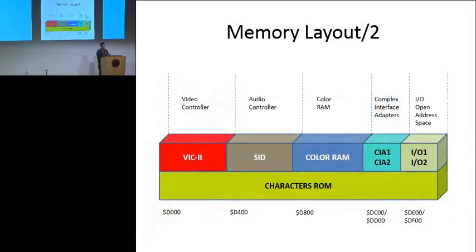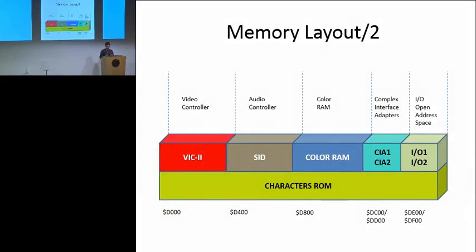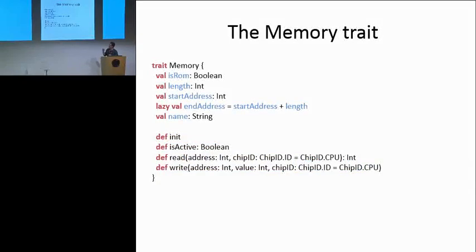This is a detailed view of the I/O system. The VIC, it's the graphics system, the sound interface, the color, and the two timers we've seen before, all above the character ROM. This is a very basic trait for the memory. We have just two methods, the important methods: how to read, how to write to the memory, where is the start address of that memory, and how long this memory is.